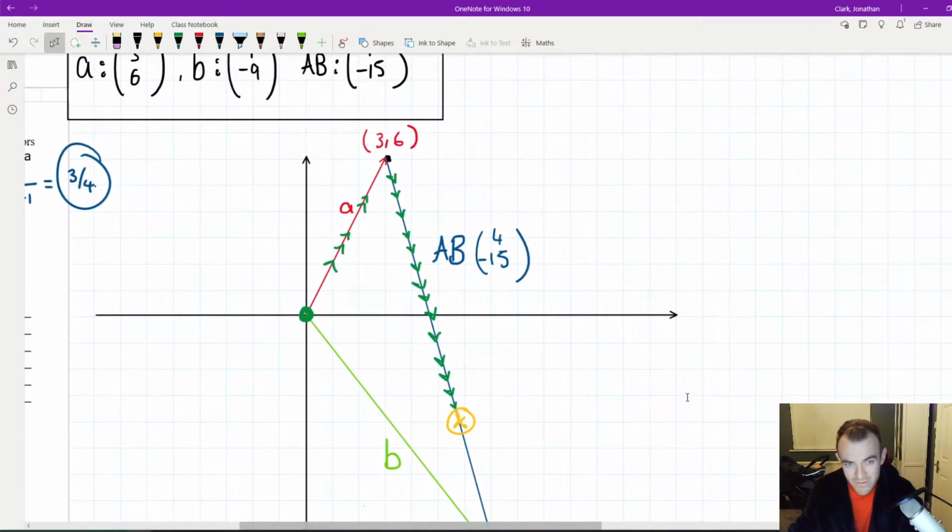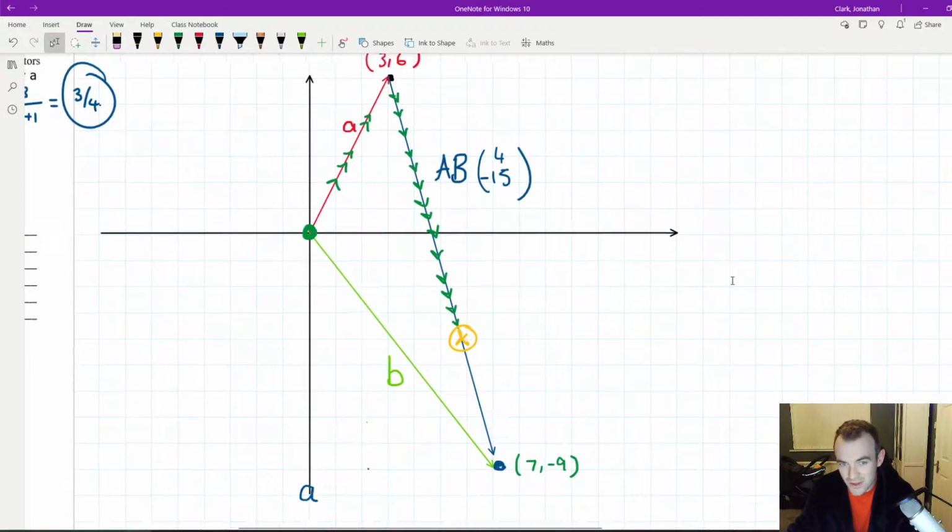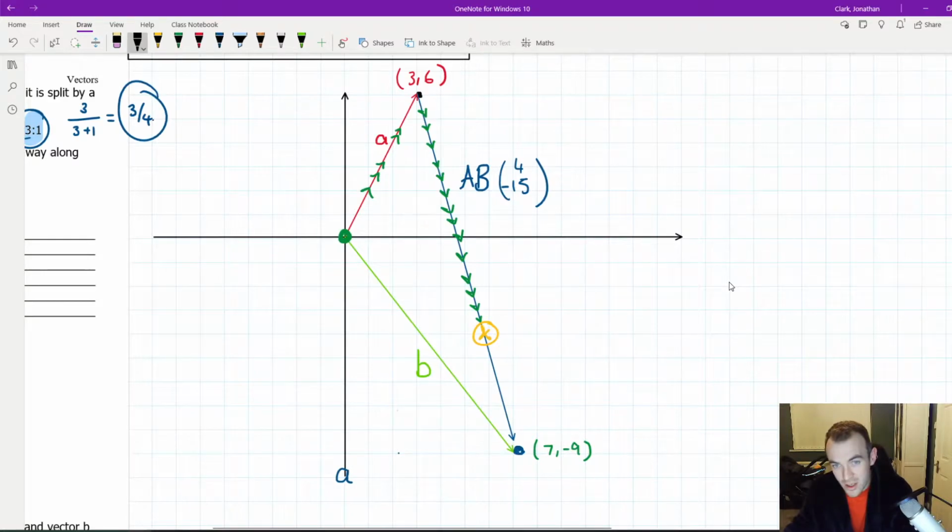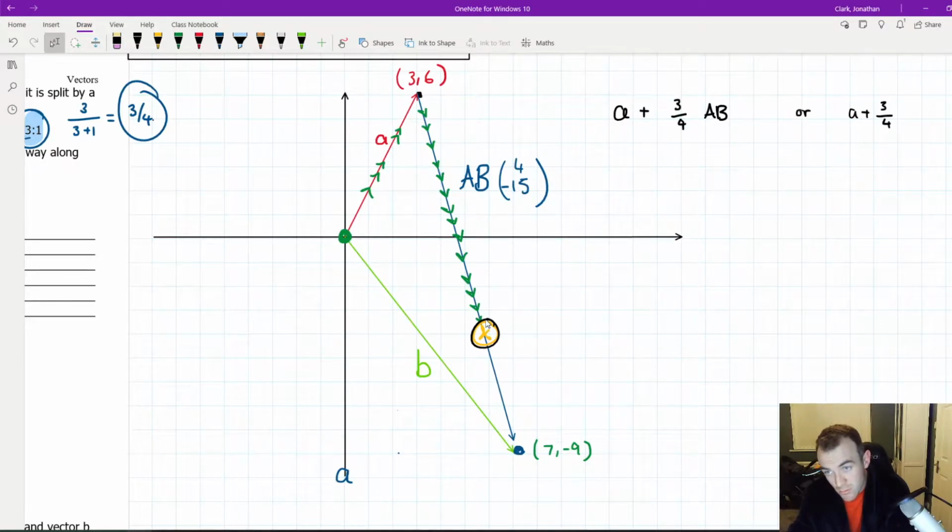Okay, let's write the formula over here as well. Zoom out a tad, there we go. So to get this point down here, I need to go all the way up A and then 3/4 of the way along this line. So I have A plus 3/4 of AB. You can write that as B minus A if you want to.